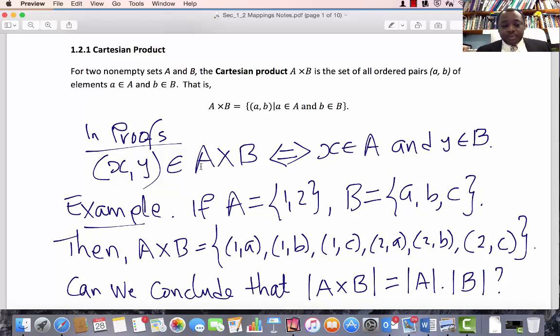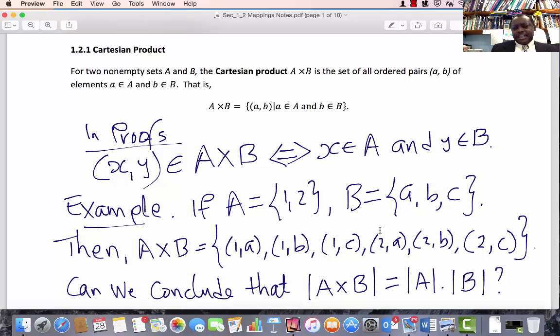Now let me give you a little example here. If A is the set {1, 2} and B is the set {a, b, c}, then A × B is the set of all ordered pairs (a, b) such that a is from A and b is from B. So what would that be? (1, a), (1, b), (1, c), (2, a), (2, b), (2, c). So that is the set of all ordered pairs.